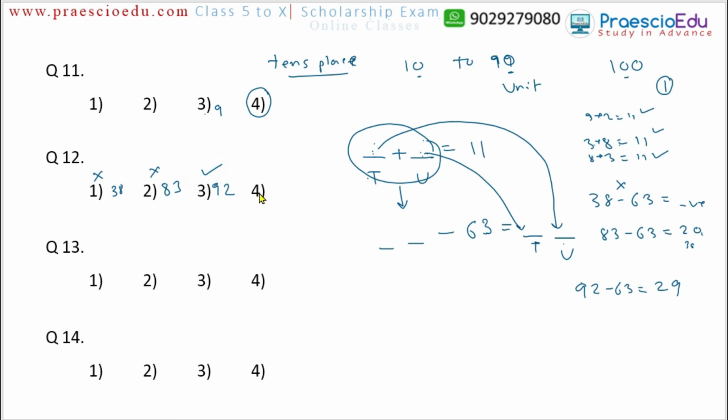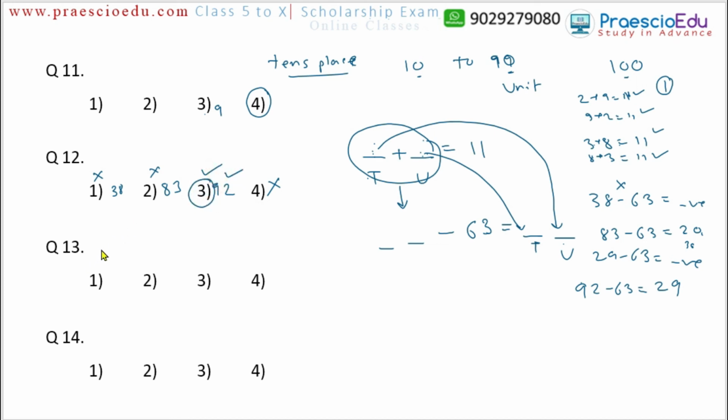Then option number 4, just for the checking, 29. So 29, 2 plus 9, 11 comes. This is fulfilling our criteria. But 29 minus 63, if we do, this comes a negative number. So this is also an incorrect option. So the option number 3, which means 92, is the correct one.